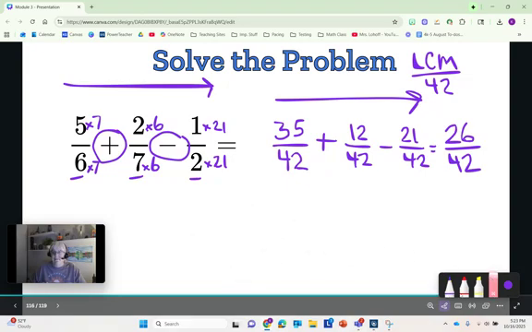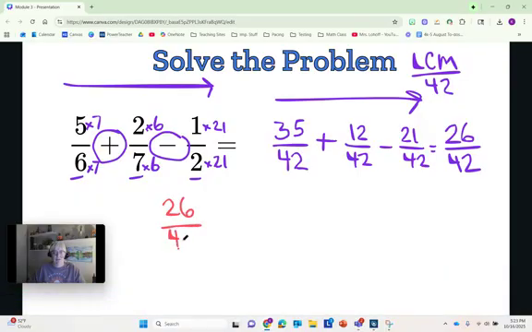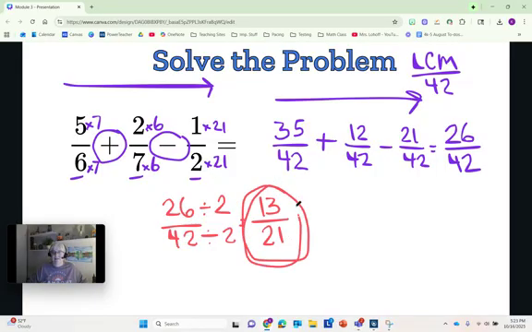But we have to look at that fraction and decide, hey, can we write it in simpler terms? Let's take a look at it. 26 over 42. They're both even. Yeah. Whenever you have even numbers, you can divide by 2. So maybe that's all we have to do. We'll take a look here. 26 divided by 2, 13. 42 divided by 2 is 21. I know that 13 is prime. That means I'm done. And this is my answer.